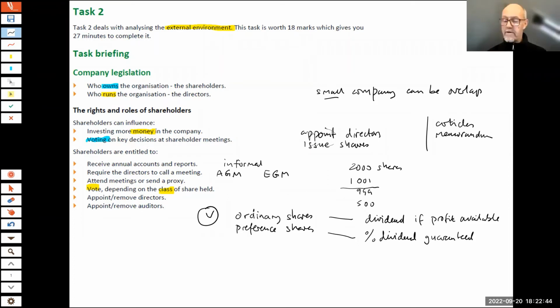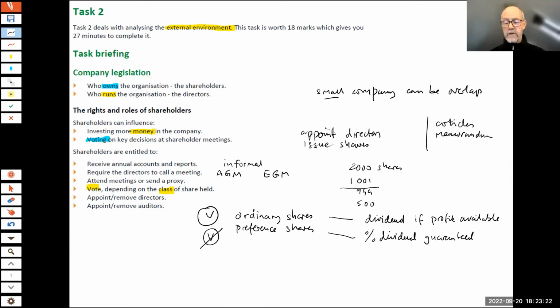Yes, guaranteed. So, in exchange for getting a percentage dividend, usually a preference shareholder will not have voting rights. Not always. There are occasions when preference shares are specified with voting rights. As a general rule, ordinary shares vote, preference shares don't.